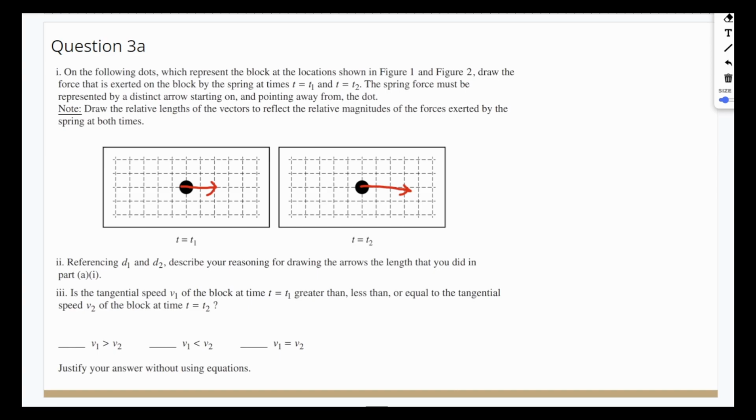Now number 2, describe reasoning for drawing the arrows the length that you did, and that's exactly what we just did. So F equals kx. This is bigger in figure 2, which means that the arrow is longer. So that's part 2 done.